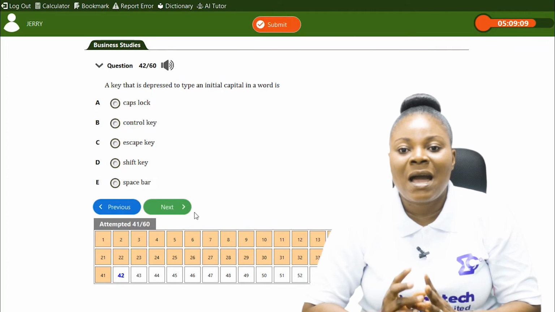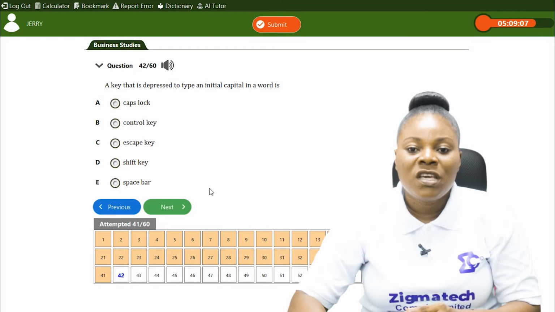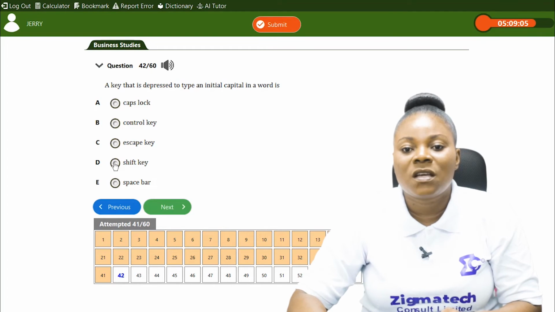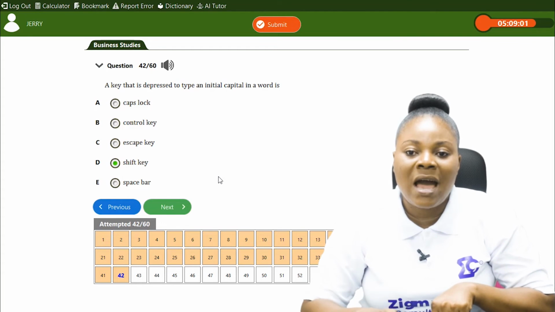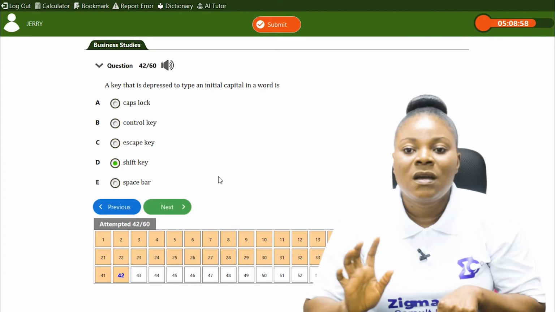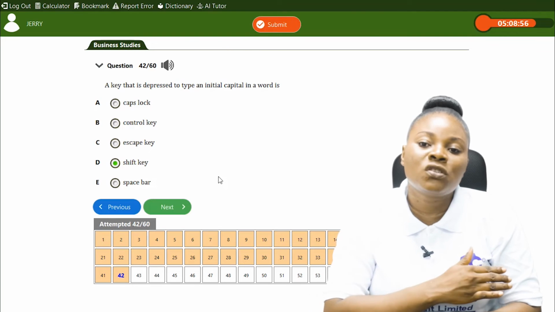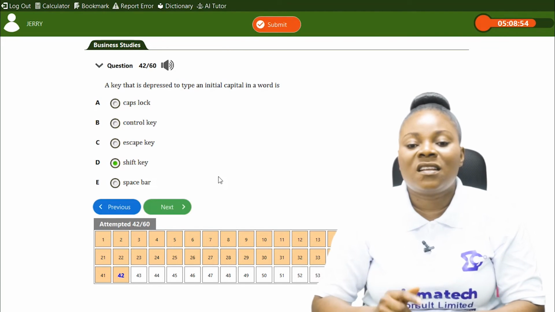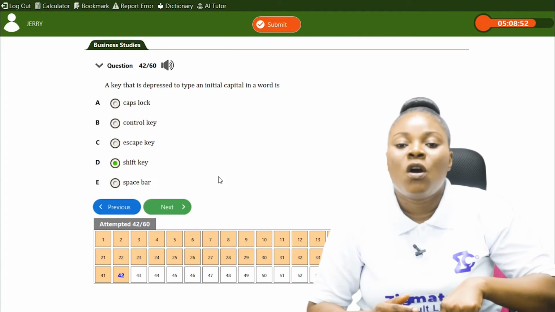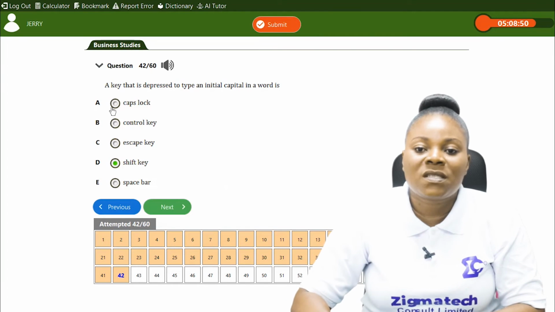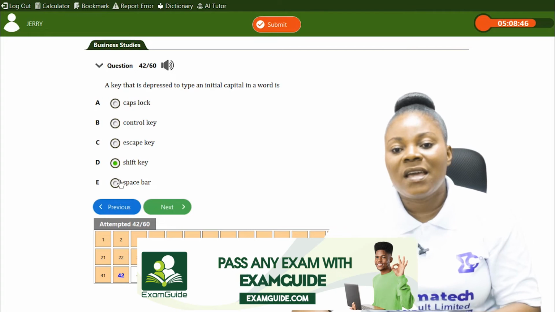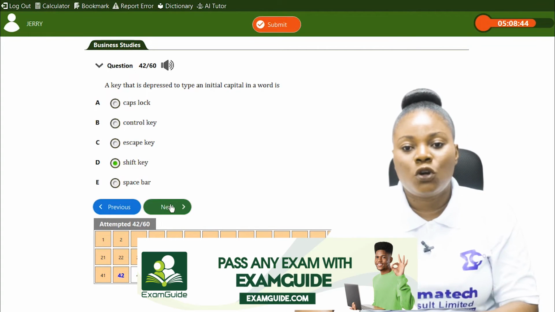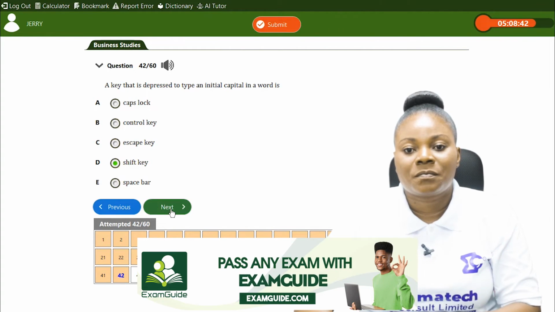So if you want to type a particular word and you want the first letter to be in caps, that means to be in capital letter, all you need to do is to press down your shift key. So once you press down your shift key, any letter you type is going to be in capital letter. But if you want to continue typing in capital letter, instead of pressing down the shift key, all you need to do is to use your caps lock. So for this particular question, the answer is the shift key, option D.